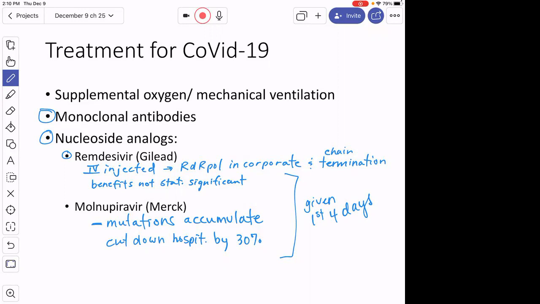Once somebody is in a hospital with serious disease, then usually it's not the viral replication that's causing the problem, it's all the immunological inflammation, the consequences. So that's why you need to give it early on. And this is actually a pill, so it's a little bit easier to administer. But again, there's some downsides to this.